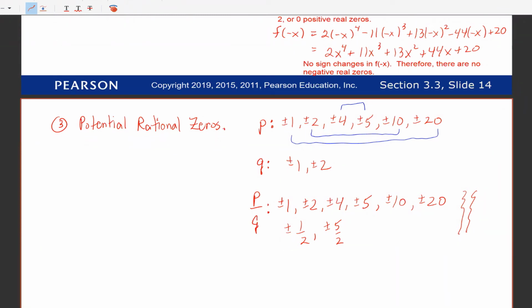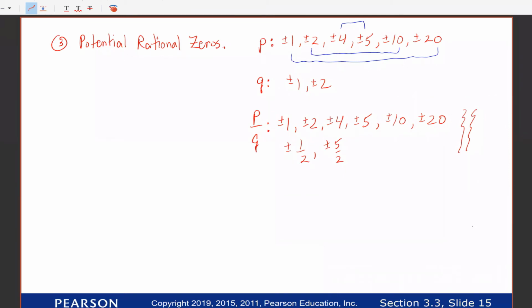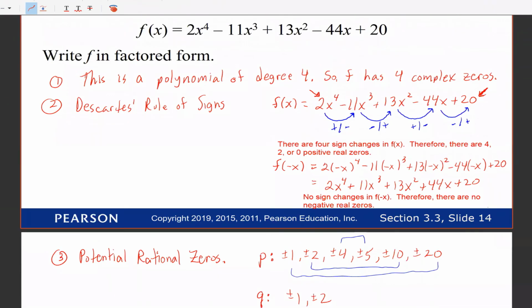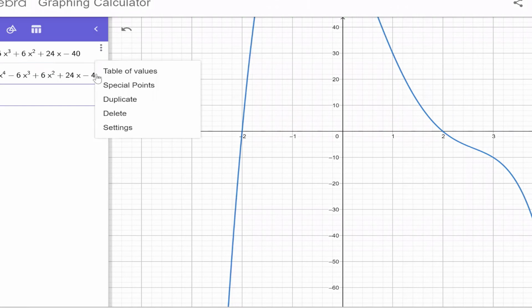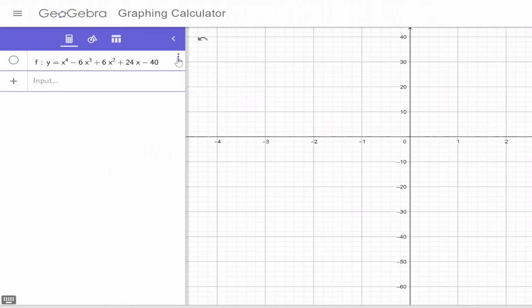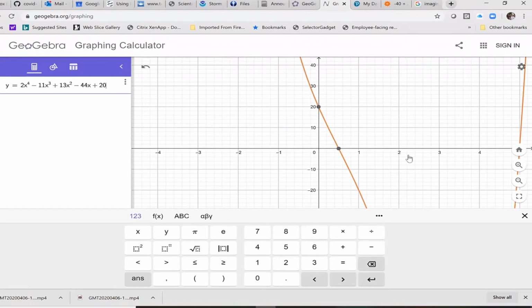So your options here for narrowing down this list, option 1 is just to go through the list and see which ones give you 0 as an output. But the second option is to go back and graph this polynomial function and see where the graph appears to be crossing the x-axis. So we're going to use that route. So go back to your graphing tool. Like you could use your calculator, or you could use GeoGebra, and there's your graph.